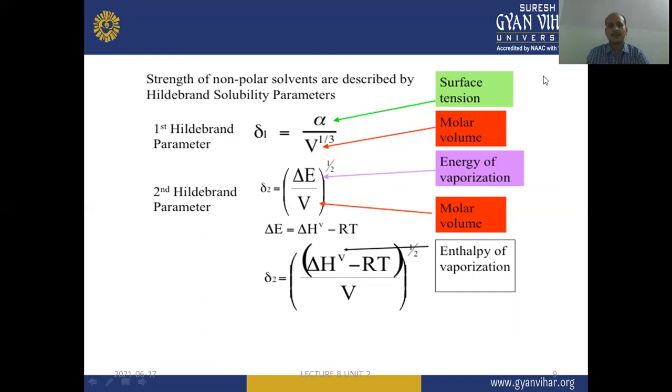Delta E is equal to delta HV minus RT, so delta 2 is combinedly denoted as (delta HV minus RT divided by V)^(1/2). Delta HV is the enthalpy of vaporization, V is the molar volume, delta E is the energy of vaporization, R is the gas constant, and T is the absolute temperature in this equation. By using this equation, we can determine the Hildebrand solubility parameter.